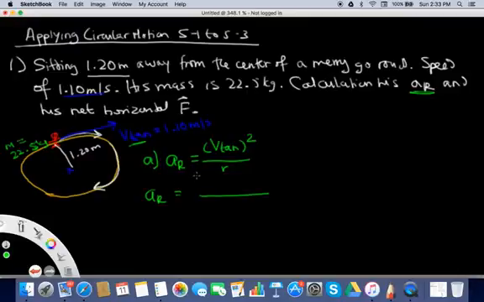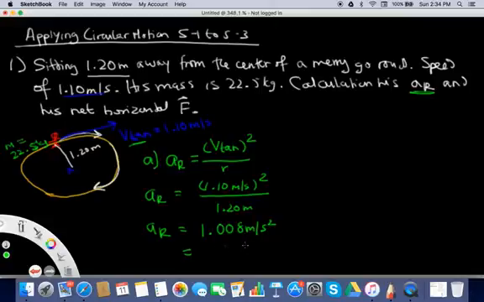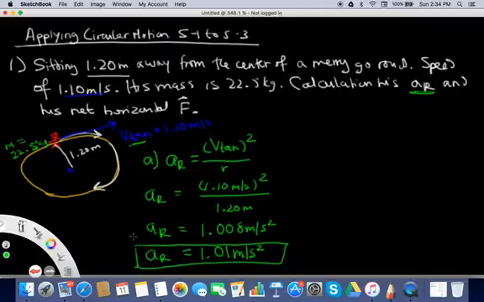Our tangential velocity is 1.10 meters per second, and we have to square this value, and our radius is 1.20 meters. If we put this into our calculator, we would get 1.008 meters per second squared, but because we have sig figs here, we can write it as 1.01 meters per second squared, as his centripetal acceleration. So this would be our answer for centripetal acceleration.